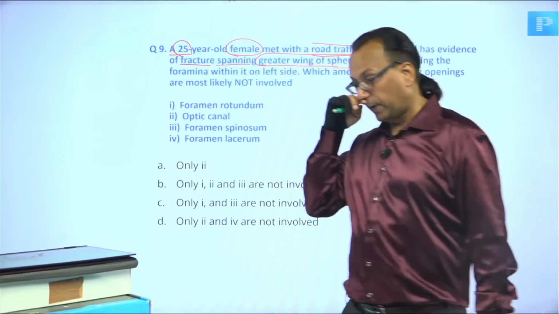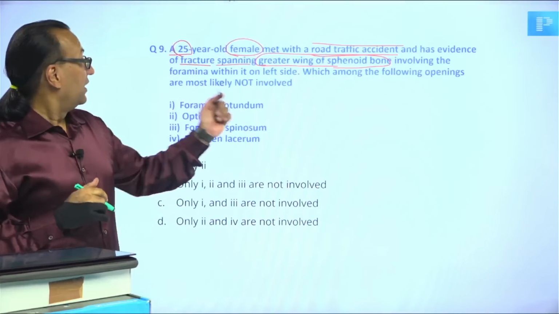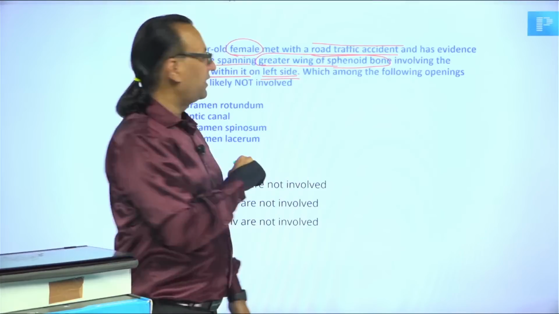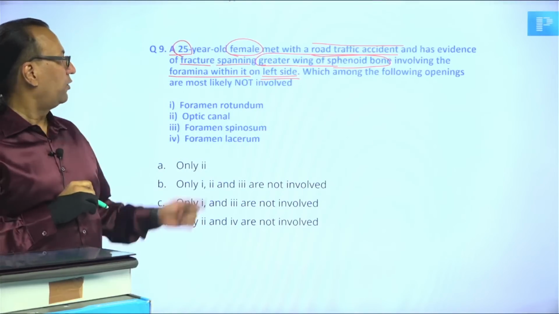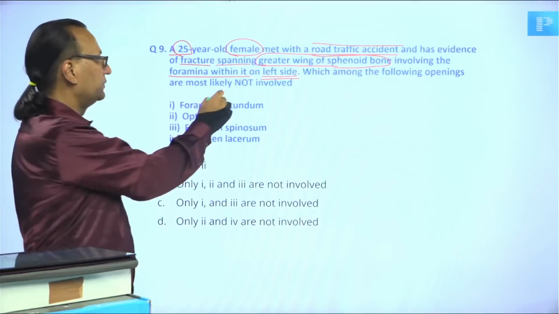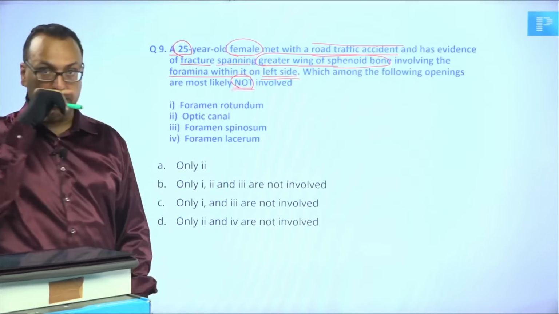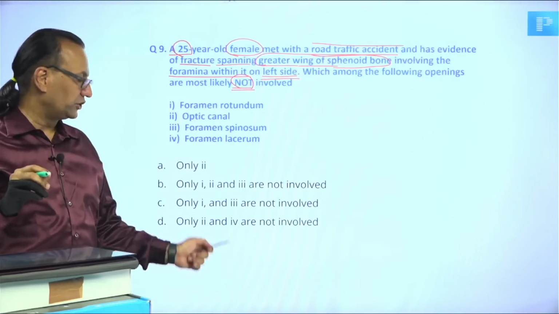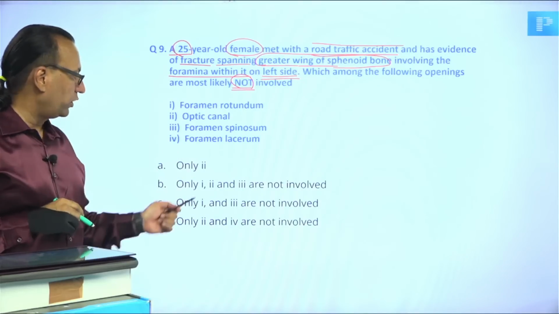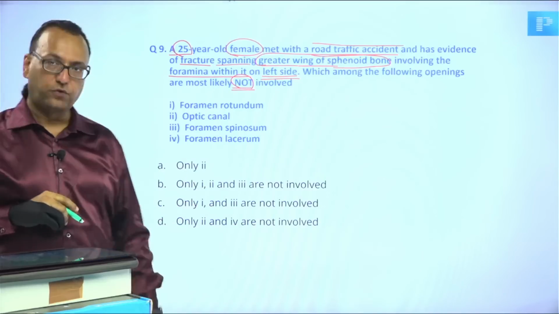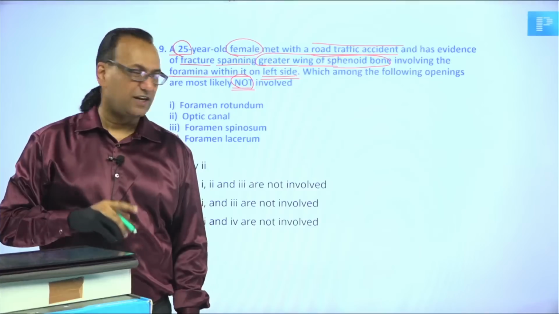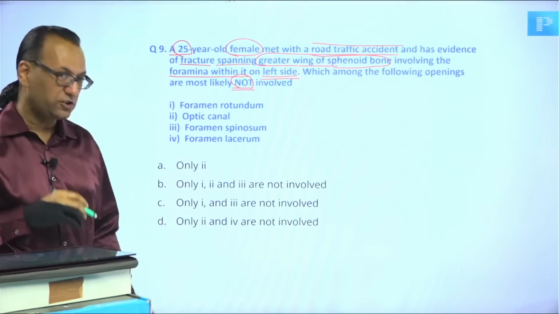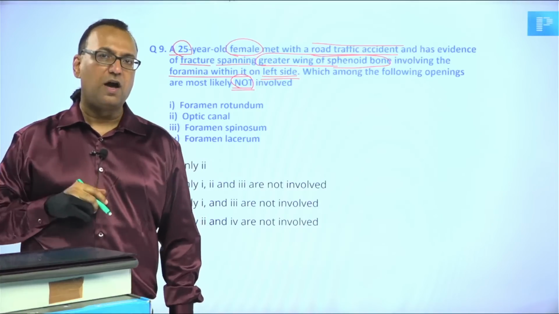Okay, so the greater wing of sphenoid. Foramina within it are involved, left side. So, a left-sided fracture. Which of the following openings are most likely not involved? So what do you think? These kinds of questions come nowadays, matching only 2, only 1 and 3, 1 2 4, like that. So you must practice such questions so that you don't waste time in the exam hall deciding what the answer should be. You must be very quick once you get your answer.